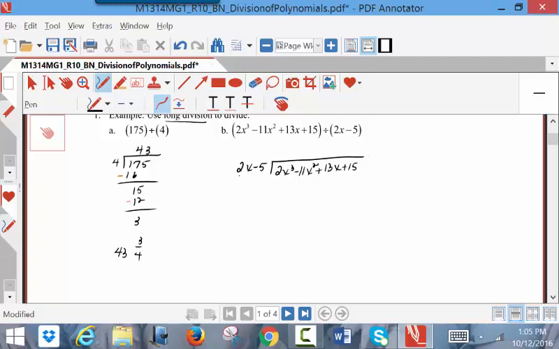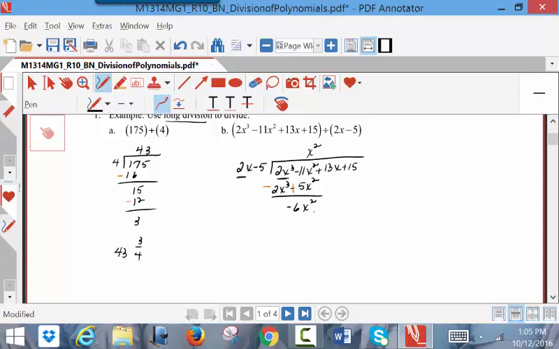The focus is, how many times does 2x divide into 2x cubed? It goes in there x squared times. Just like you put the 4 on the top in the number example, we put the x squared at the top. Then x squared times 2x is 2x cubed, and x squared times negative 5 is negative 5x squared. Then we remember we're supposed to be subtracting these, so we change the signs and add. When we add, the first column is 0, and the second column is negative 6x squared.